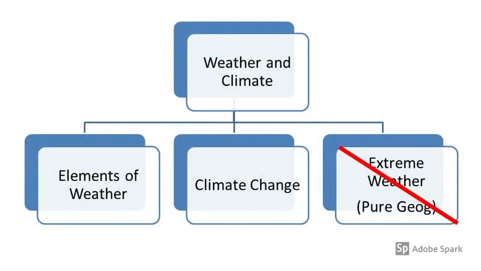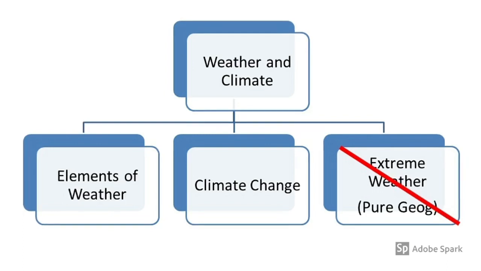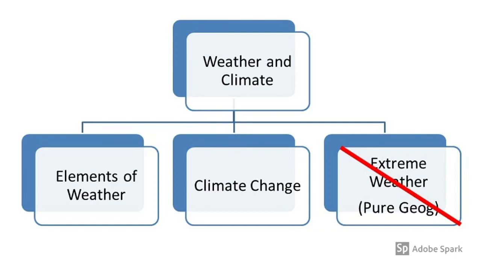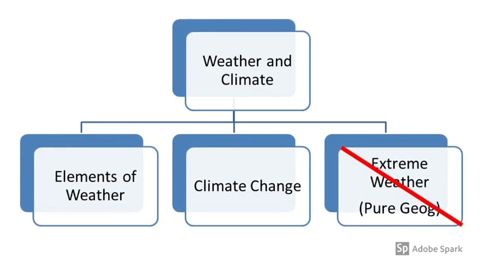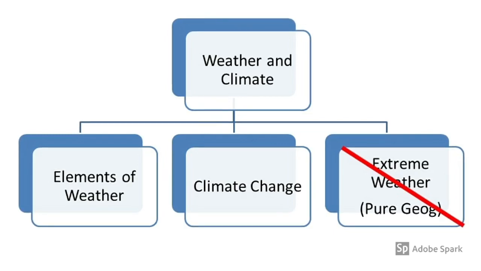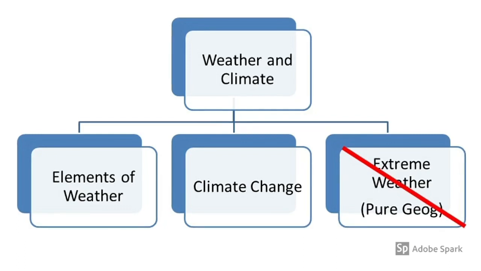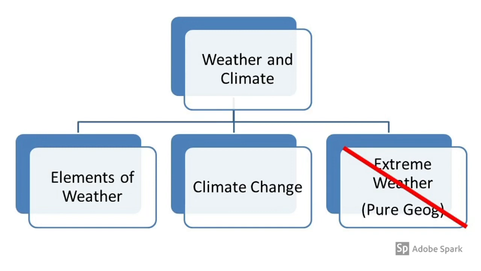Now, because you are the elective geography students, you will only be covering elements of weather and climate change under the weather and climate topic. The third one, extreme weather, you've been spared. The pure geog students are the only ones who do this. So if you're a pure geog student out there, you may want to search for an earlier video that I may have made while I still had a pure geog class.